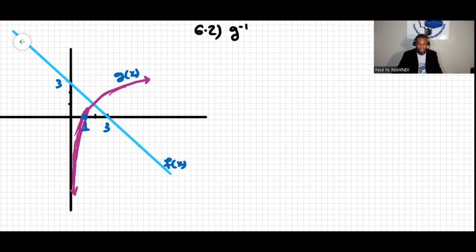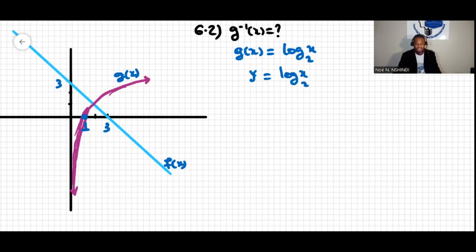We're looking for g minus 1, the inverse of g. We do know that g of x is given by log of x base 2. So we call g of x y, that's log of x base 2. To find the inverse, we swap the variables: we call x y and y x. So it's going to be x equal to log of y base 2.